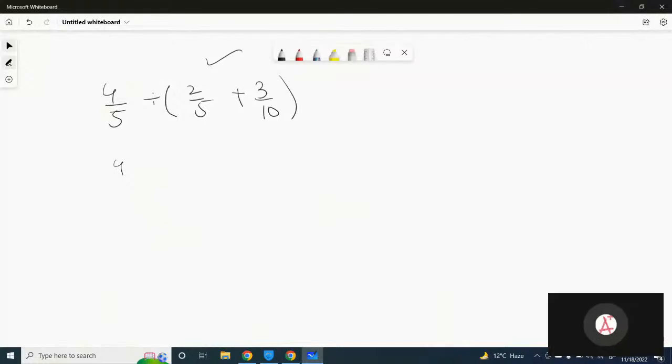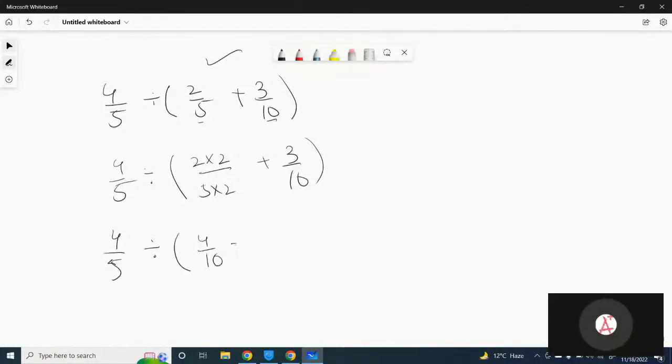Got it? Okay, they have unlike denominators. First, you have to make their denominators the same. Here you have 5 and here you have 10. 5 times 2 makes 10, so just multiply this fraction by 2 to make their denominators the same. It would be 4 over 5 divided by 4 over 10 plus 3 over 10. Now just add their numerators because they have like denominators. So it would be 7 over 10.